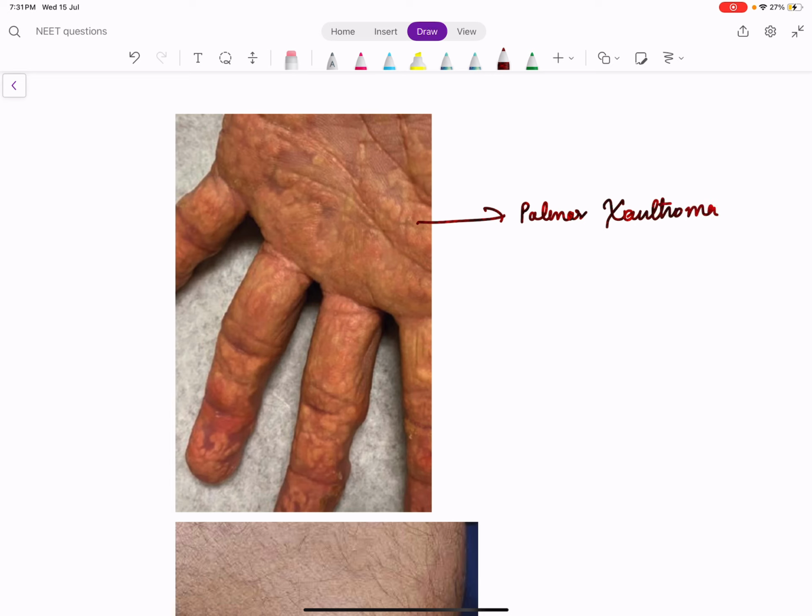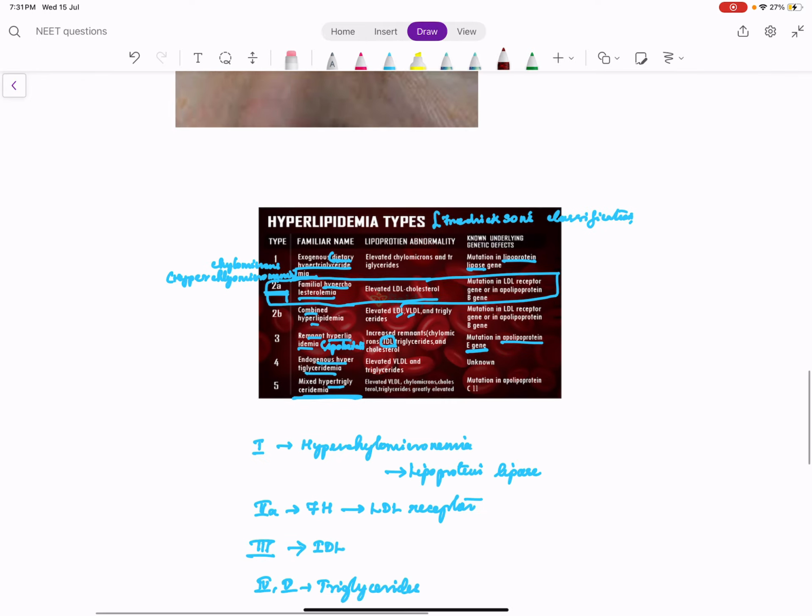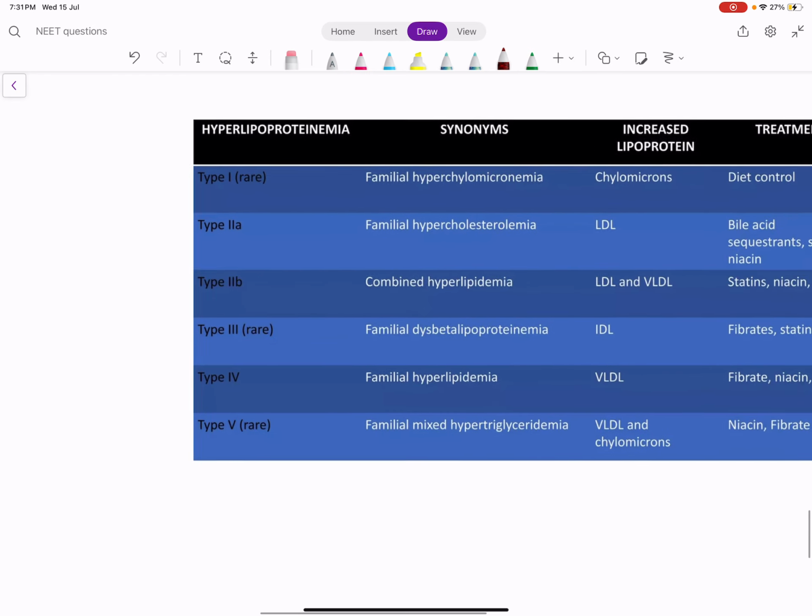Palmar xanthoma, this is also a very important one-liner. This is a typical feature of type 3 hyperlipidemia or familial A-beta lipoproteinemia. Okay. This is also a summary slide.